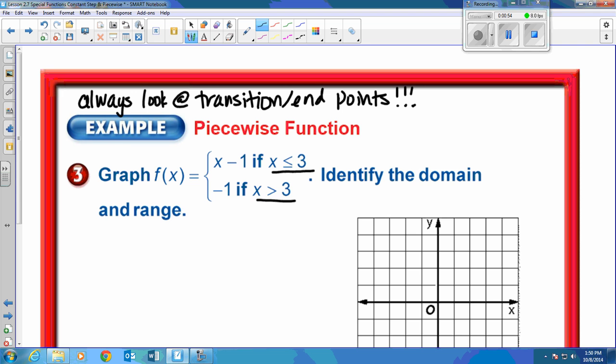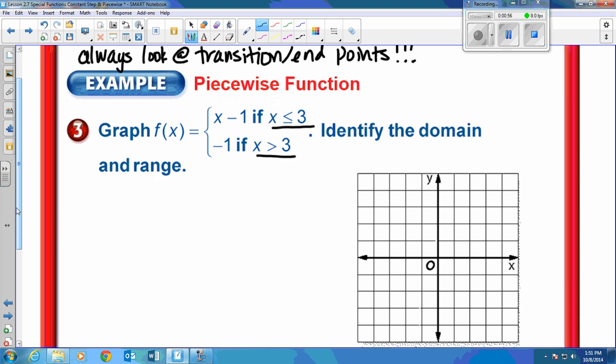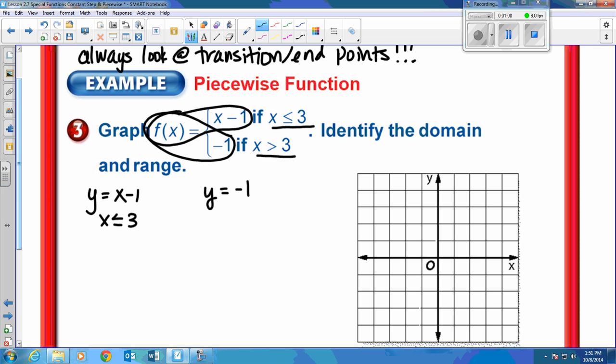So the best way to do this is to break it apart. This is graphing y equals x minus 1, this function, as long as x is less than or equal to 3. But I'm graphing this function, y equals negative 1, if x is greater than 3. Now, I need to start my graph with this transition point, this endpoint. I've got to know what happens at 3.